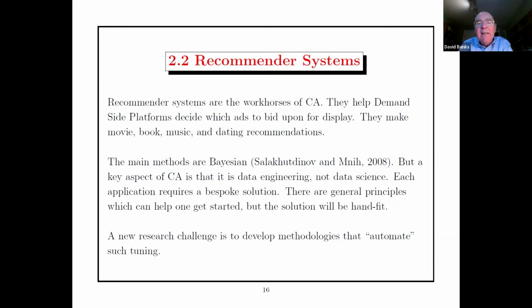And a key aspect of computational advertising is that it's really much more like data engineering than it is like data science. It turns out that recommending a science fiction book is different from recommending a murder mystery. And so Amazon doesn't use one of the main Bayesian methods. They do a hybrid of multiple methods, and trying to automate methodologies that do the fine tuning is, I think, an interesting research challenge.